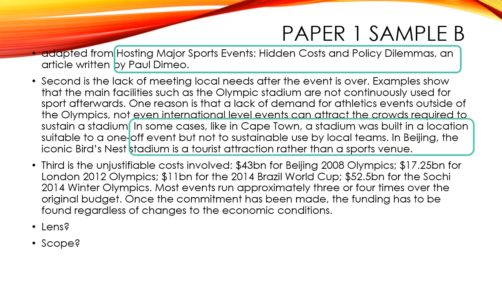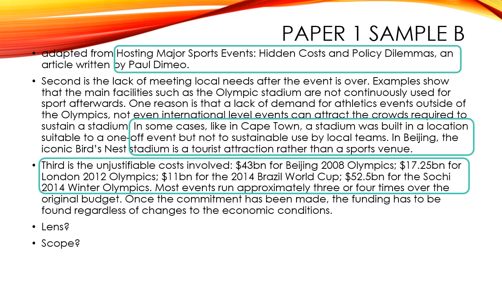Let me make sure. So as far as the scope, I noticed it mentioned Cape Town, South Africa, Beijing, China, and in this other paragraph, they talk again about Beijing, but also London, Brazil, Sochi. So is it global? Definitely. Does it cover different regions? Yes. Does it consider this issue from both developed and developing countries? Definitely. So it seems like the global scope here is very representative and thus a strength to the argument.